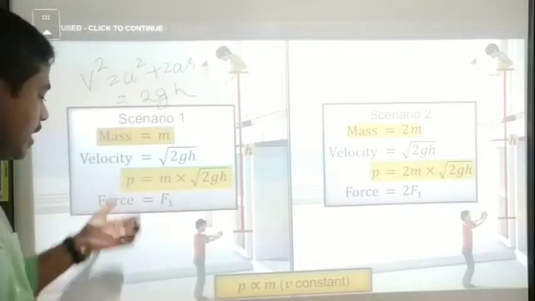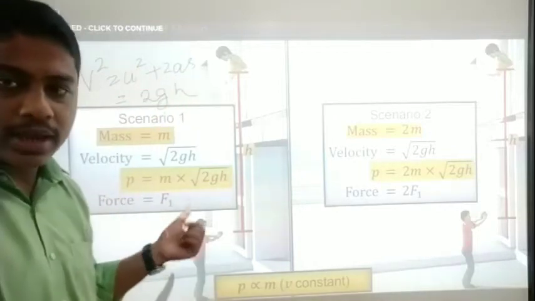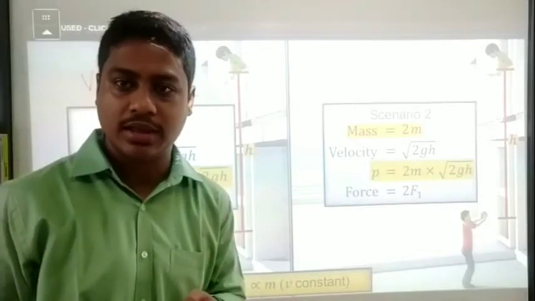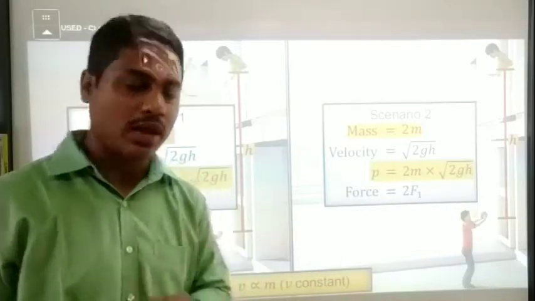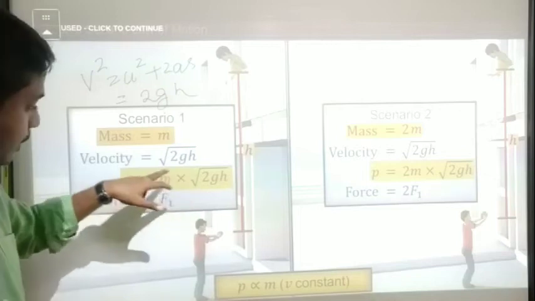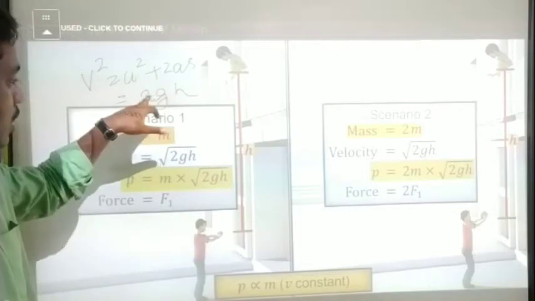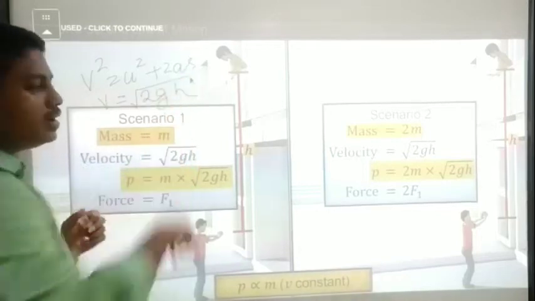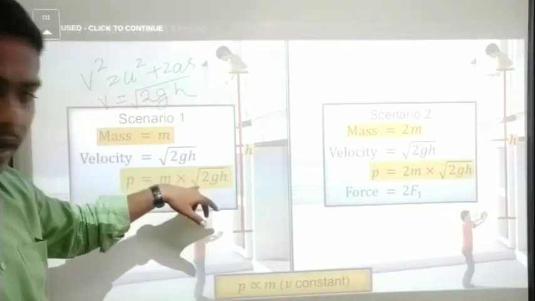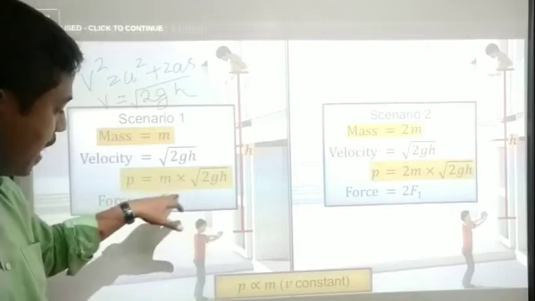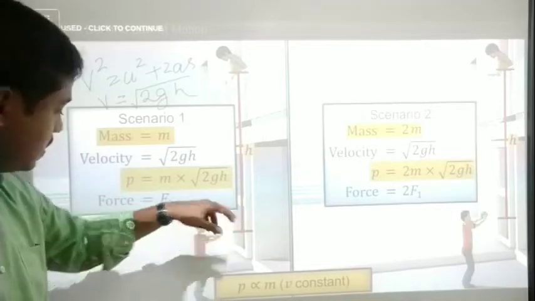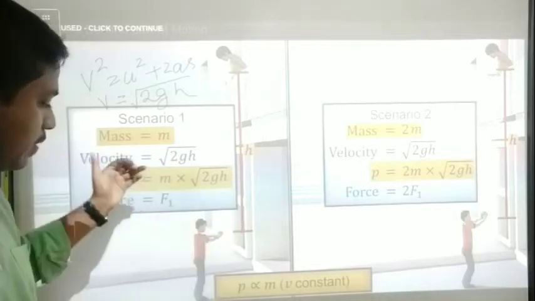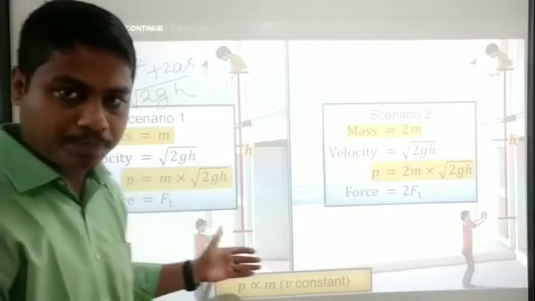Now if I calculate the momentum, what will be the momentum? It is mass into velocity, as I have already discussed. We have v squared equals 2gh, so what will be v then? v will be equal to root over 2gh. So you put it here. So mass into velocity, mass into root over 2gh. So the force we will be getting, suppose, as F1.